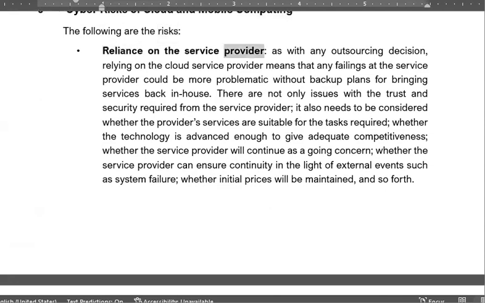Reliance on the service provider. As with any outsourcing decision, relying on the cloud service provider means that any failings at the service provider could be more problematic without backup plans for bringing services back in-house.